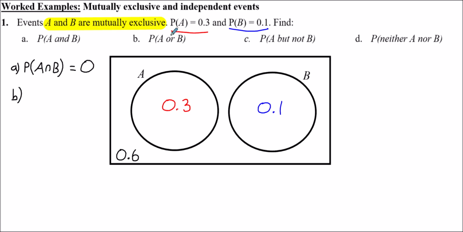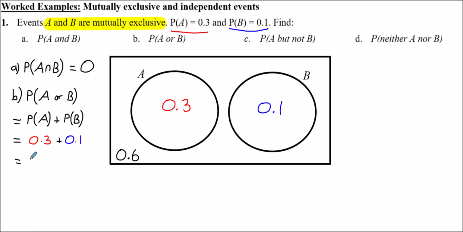Part B, A or B. Because they're mutually exclusive, we can apply the law for mutually exclusive events. The probability of A or B is the probability of A plus the probability of B. And so that just equals 0.3 for A plus 0.1 for B. 0.3 plus 0.1 gives us 0.4.